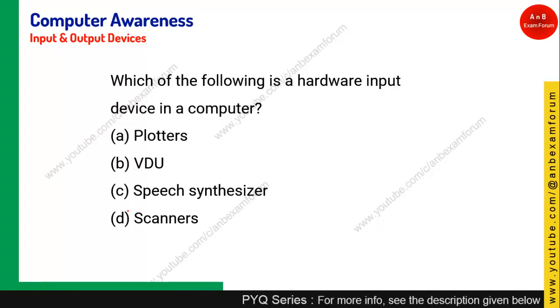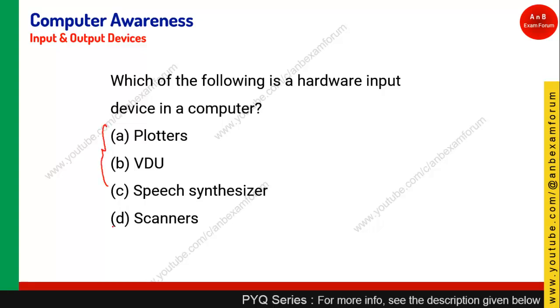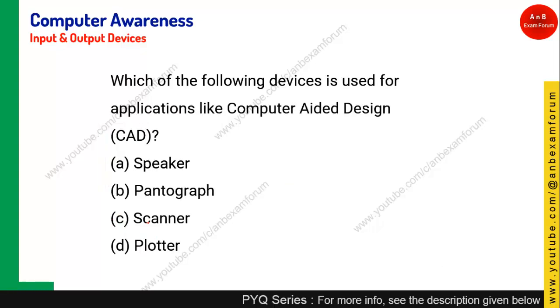Coming to the next question, which of the following is a hardware input device in a computer? Hardware input device. As you know, plotter and video are what? Output devices, right? What about speech synthesizer and scanner? Scanner is an input device that we know. Speech synthesizer is again one of the output devices. It synthesizes the output and gives the output. So option D, we know it is an input device, so option D is the right answer.